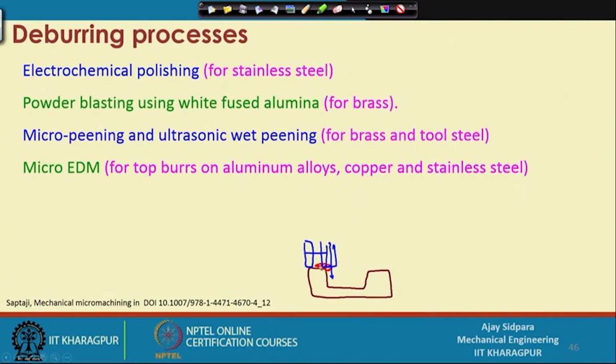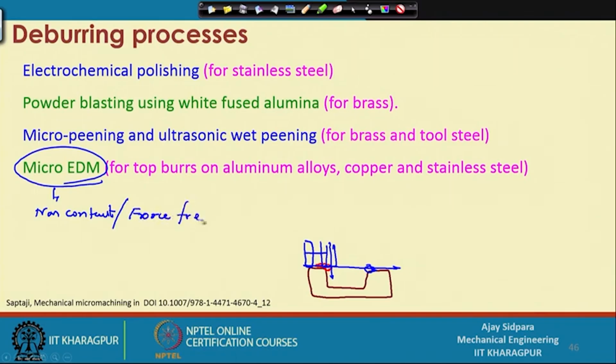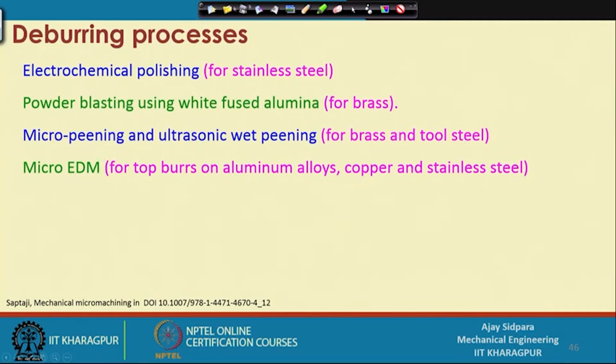Now, whenever it is on the top burr, you just have to move this particular EDM tool in this direction. So, whatever this burr formation is, everything will be removed, because it is called force free machining, non-contact machining, because this EDM tool and the workpiece are not coming in physical contact, but because of the melting and vaporization your material is being removed. So, that is also one of the advantages of using this particular tool.